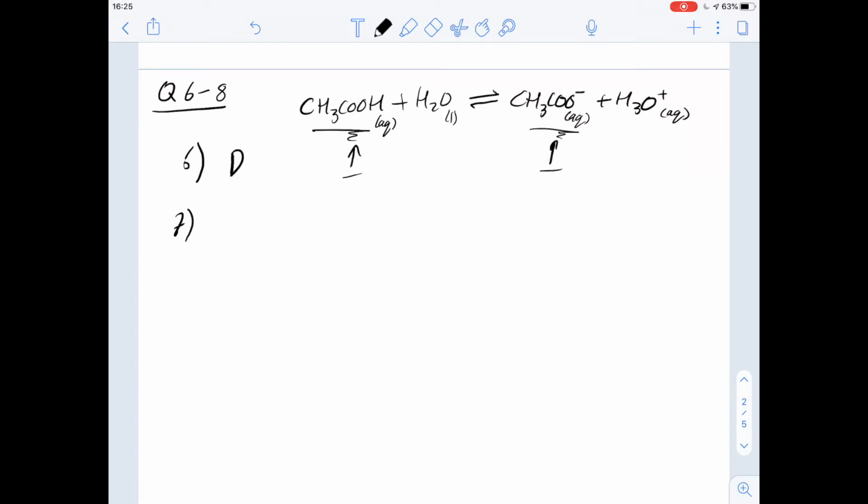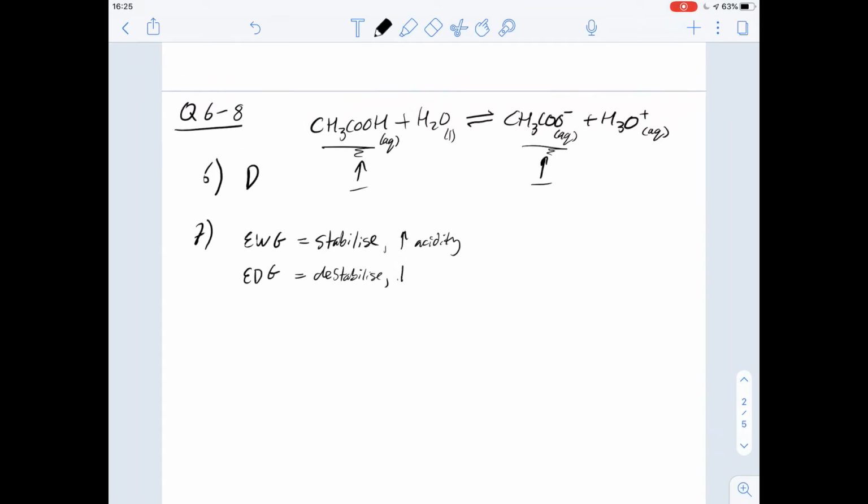7 says, in which of the following pairs is acid strength correctly predicted? So this is where I want to come back to electron withdrawing groups and electron donating groups. We're told about how electron withdrawing groups, which we'll just call EWGs, stabilize the carboxylate group, and we're told that the more stable it is, this is going to be associated with an increased acidity. Conversely then, we're told that an electron donating group is going to destabilize. And that means we're going to have a decrease in the acidity.